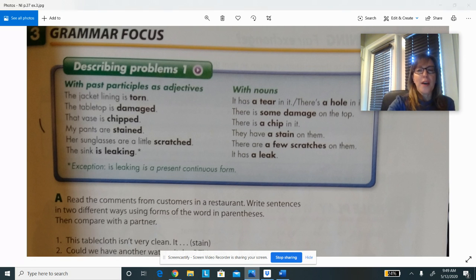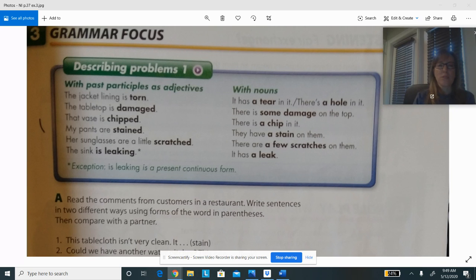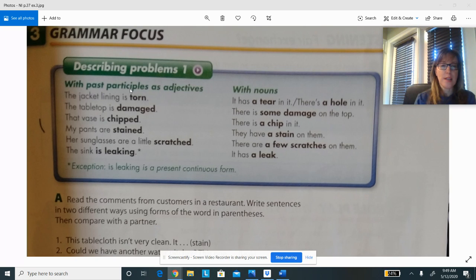All right, here we have different ways to describe problems. Now, on the left here, we can use past participles. So your verb in the past participle form can be an adjective. So for example, the jacket lining is torn. The original verb for torn is tear, T-E-A-R. The past participle is torn, and when you use it after a be verb, it's an adjective. In this case, the jacket lining is torn.